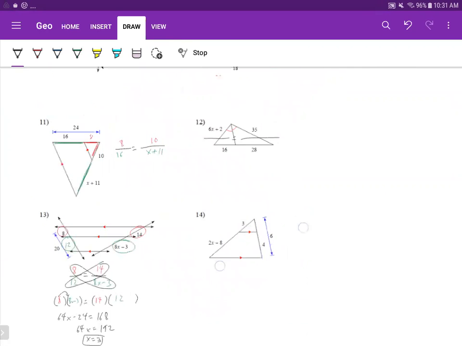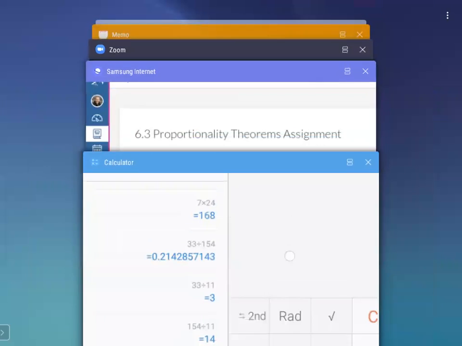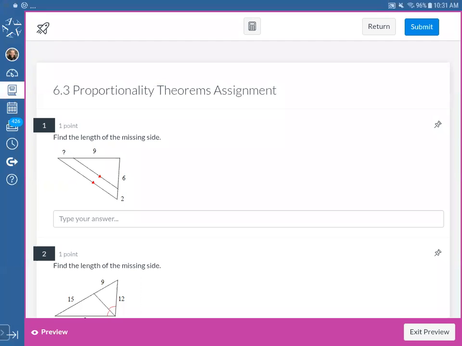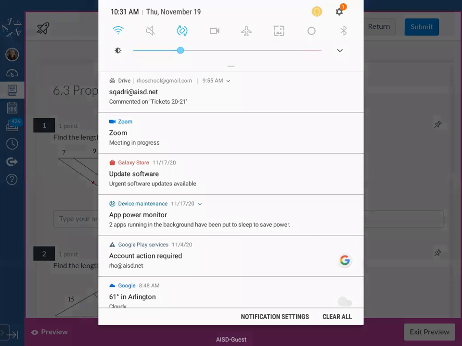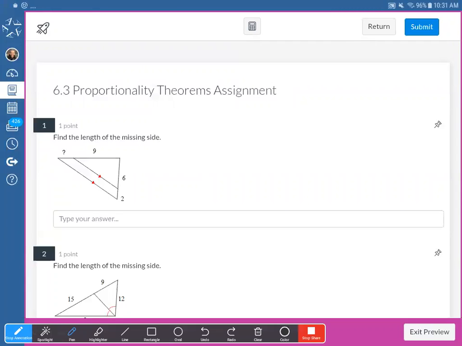They'll be available for you on OneNote. Let's go into Canvas. So this is your assignment. Let's just hit a few of these. Yes, annotations. Here we go.